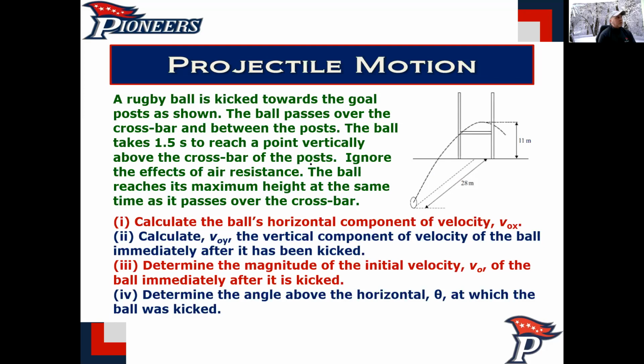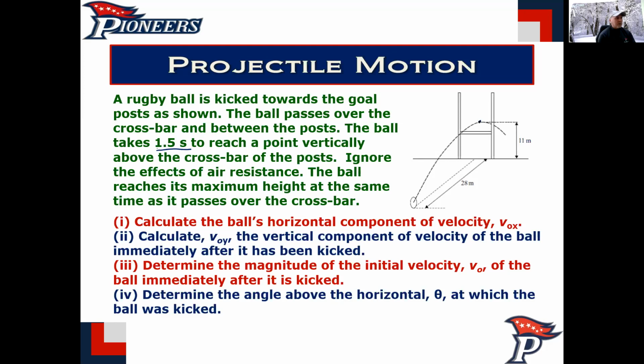And so here you see a rugby ball is kicked towards the goal. These are the goalposts for rugby. It's similar to football. The ball passes over the crossbar. This is the crossbar between the 2 posts. It takes 1.5 seconds to reach a point vertically above the crossbar of the post. So this is different because it gives us time, which is kind of a game changer whenever time is given.